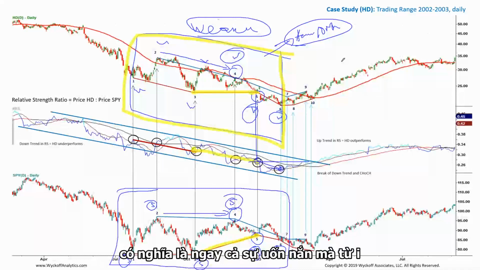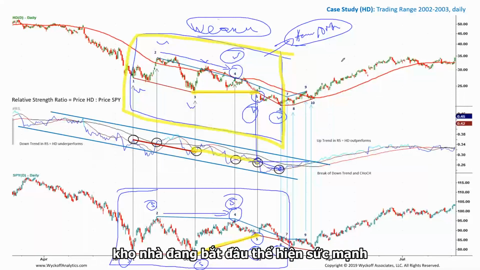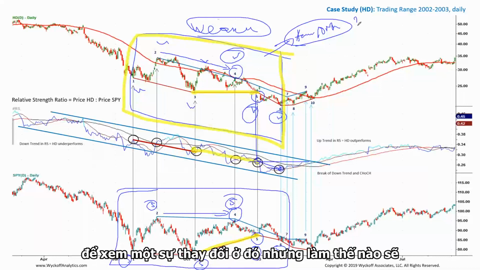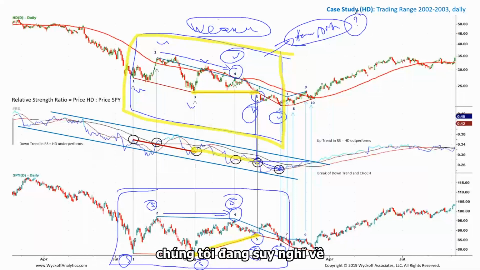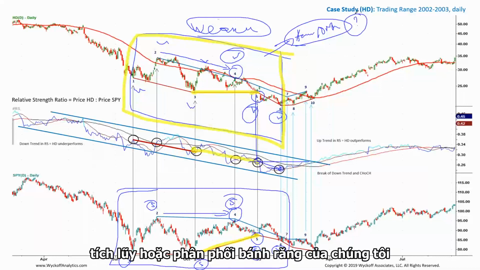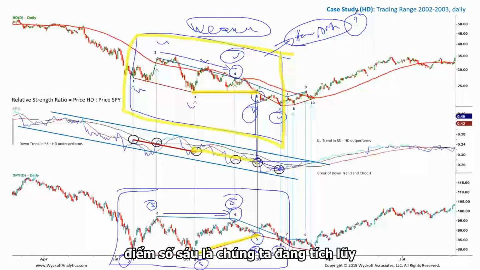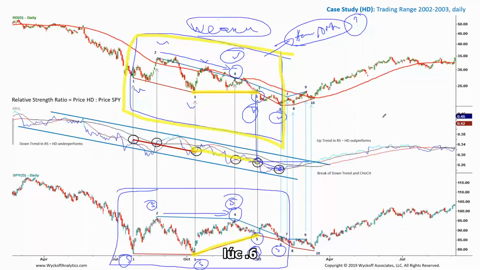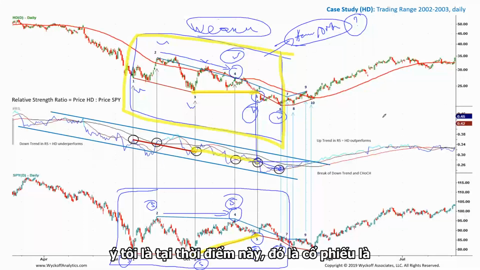Obviously from 6 to 7, Home Depot is starting to show strength finally, so now you're starting to see a shift there. But how would we be thinking about this idea, accumulation or distribution? At point number 6, are we in the accumulation or are we in the distribution? At this point, the stock is being sold off slowly, so it's a distribution phase.